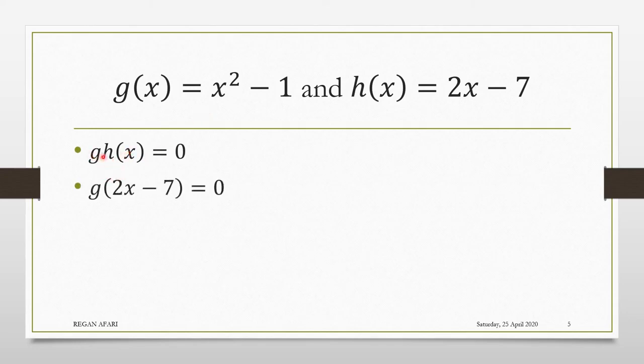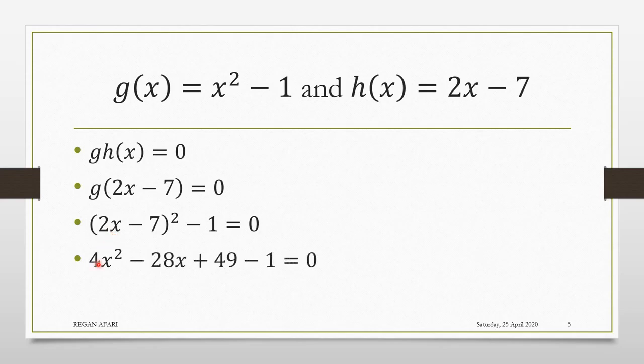We are going to put h into g. But what is h? h is given as 2x minus 7. So we will put 2x minus 7 into g. g is defined as x squared minus 1. So where we have the x, you put 2x minus 7 there. That gives us 2x minus 7 all squared, because the x is squared, so all squared minus 1. Then we expand this bracket, and then this is what we have.